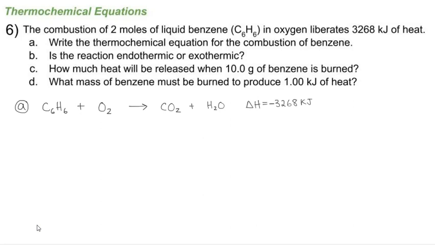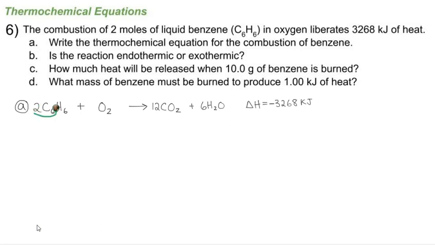So first I'll balance carbon by putting a 6 in front of CO2. Then I'll try and balance hydrogen by putting a 3 in front of H2O. That is going to give me an odd number of oxygens, however, so I'm going to go back and double these values. 6 times 2 gives me 12, and then 3 times 2 gives me 6, and then I will also double this value here. 2 moles of liquid benzene, which is what we wanted.